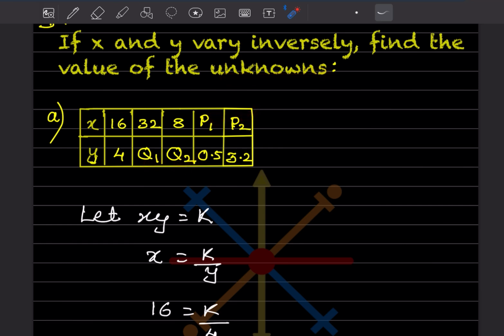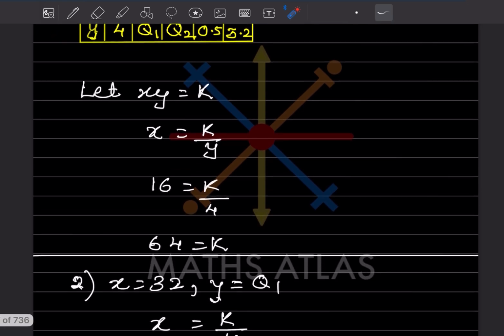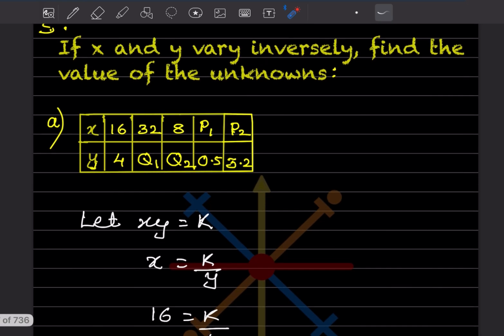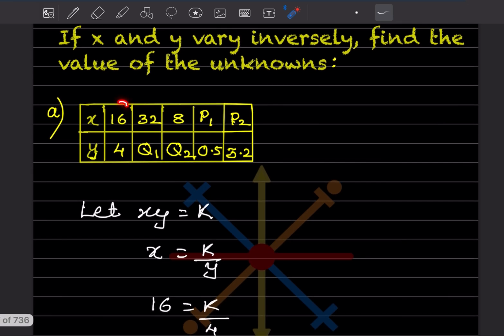So here what we can say, let xy is equal to k. Since this varies inversely, x will be k divided by y, because this goes on the other side, meaning it gets divided. So now x is equal to k by y, because it varies inversely. Now these two are given, but we don't know the y value, that is Q1. So we are going to consider this first, so that we can get the value of k first.